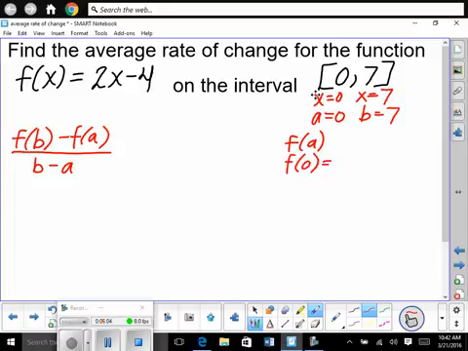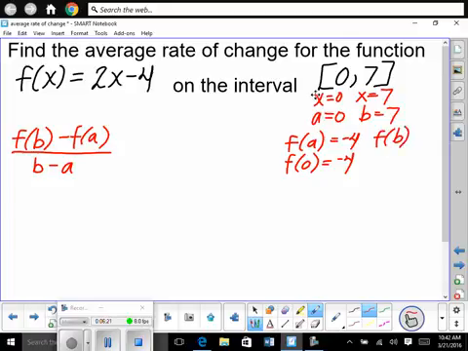So f of 0 is 2 times 0 minus 4, right? 2 times 0 minus 4. What's f of 0? What's f of a? Negative 4. So is everybody comfortable with that? We're all good? Let's find f of b so that we can plug it into our formula.